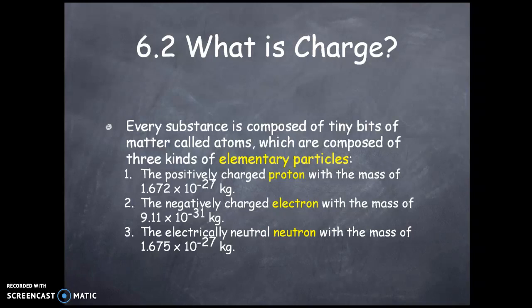The other particle is the negatively charged particle, which is called the electron, which is the lightest particle out of these three, with a mass of 9.11 times 10 to the power of negative 31 kilograms. The next one is a neutral particle with a mass of 1.675 times 10 to the power of negative 27 kilograms. So the heaviest particle is the neutron, the lightest particle is the electron, the positively charged particle is the proton, the negatively charged particle is the electron, and the neutral particle is the neutron.